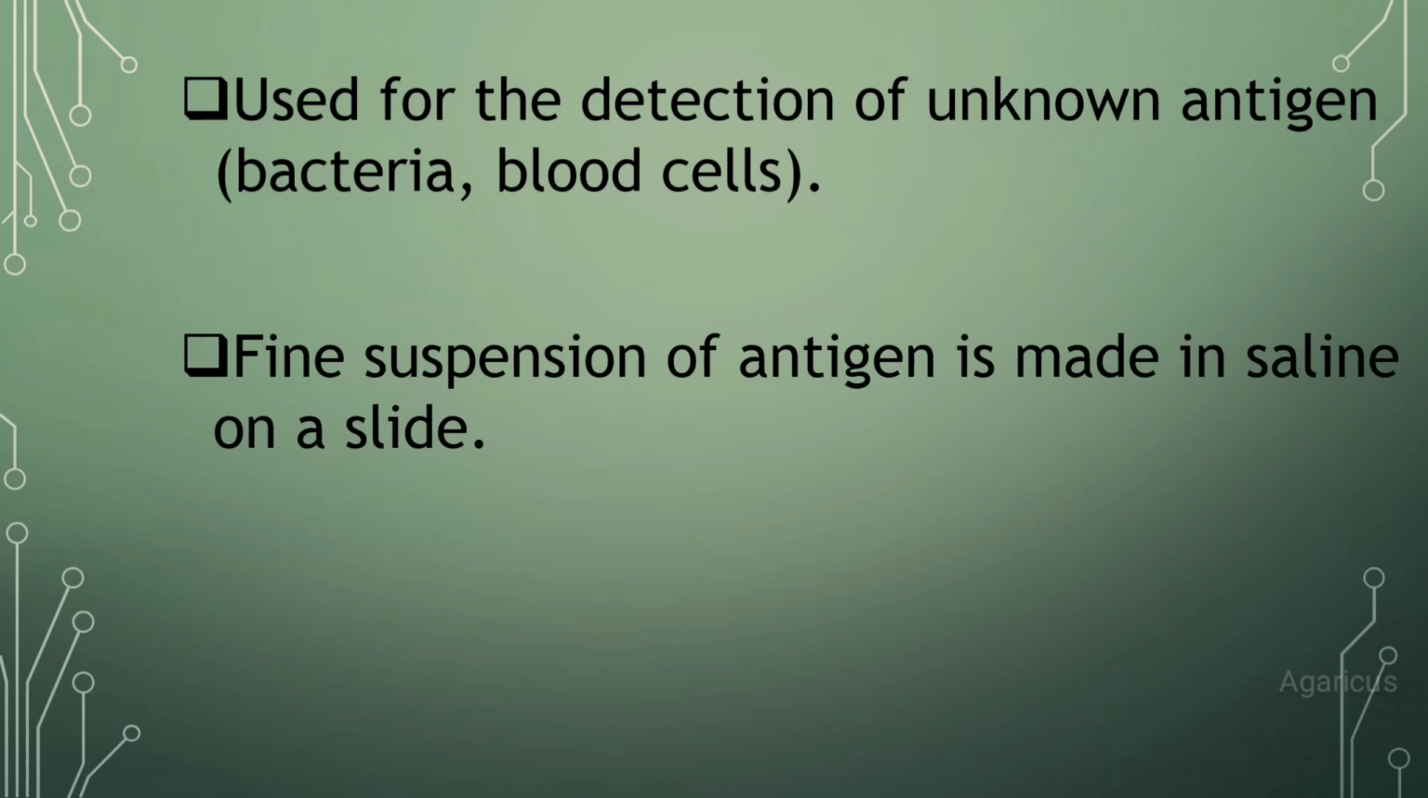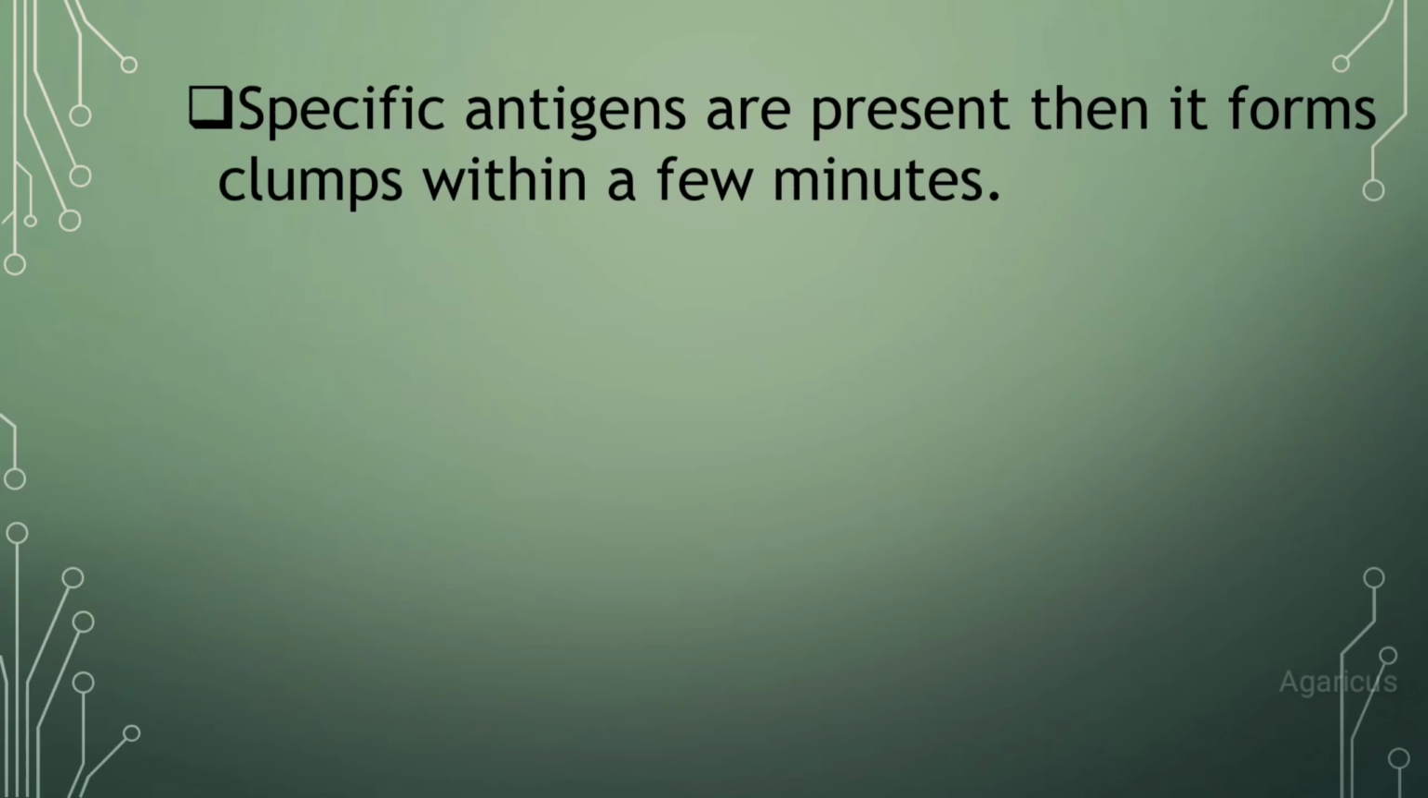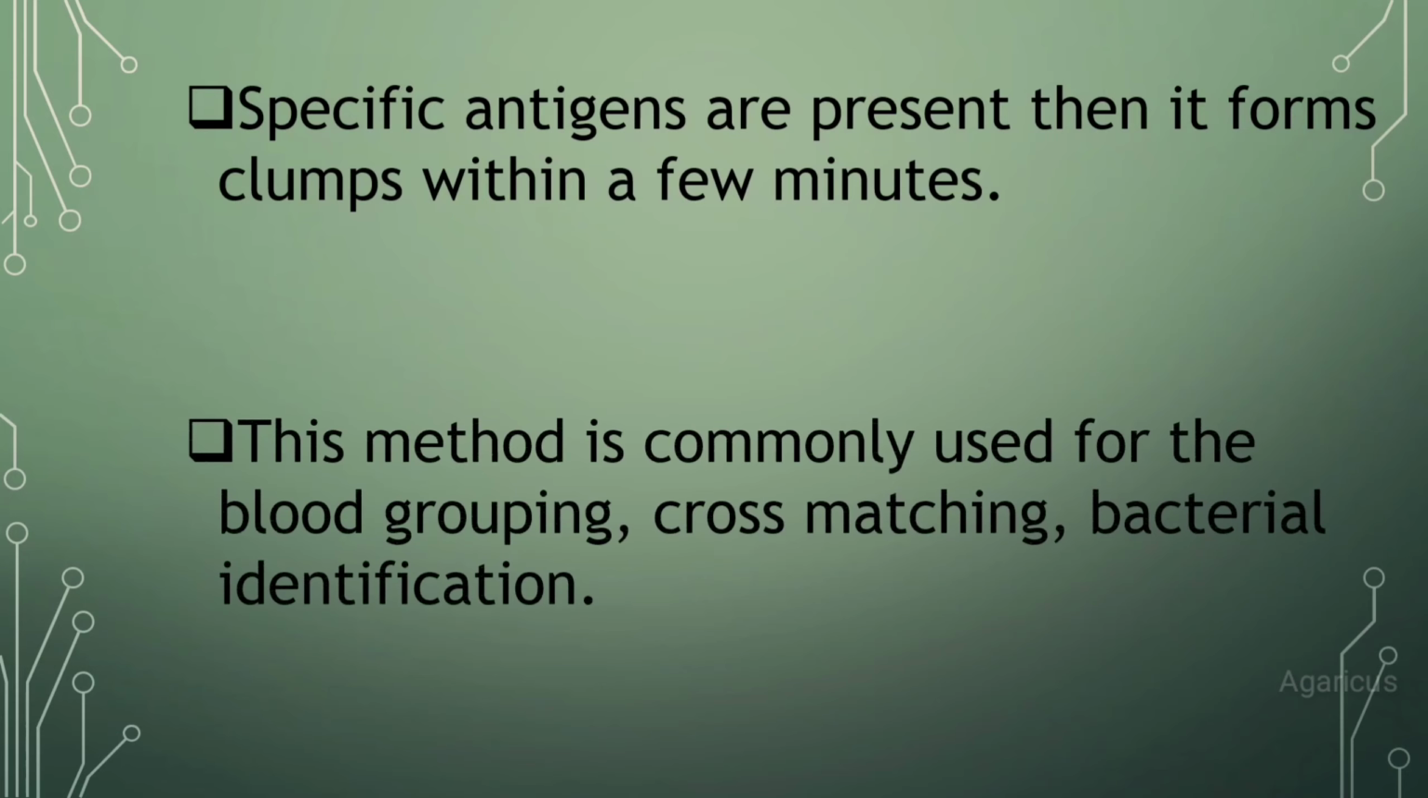A fine suspension of antigen is made in saline on a slide. A small drop of antiserum is added, mixed properly and allowed to react for a minute. If specific antigens are present, it forms clumps within a few minutes. This method is commonly used for blood grouping, cross-matching, and bacterial identification.